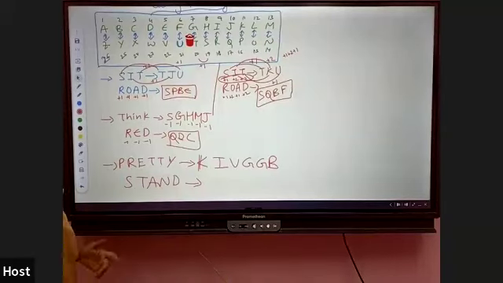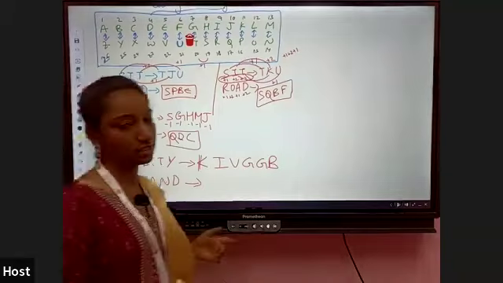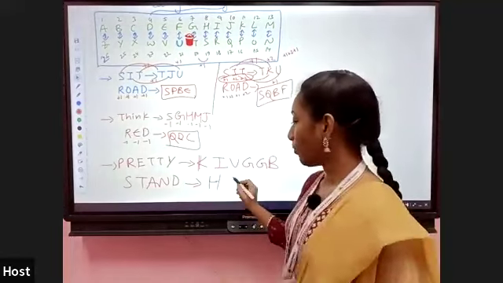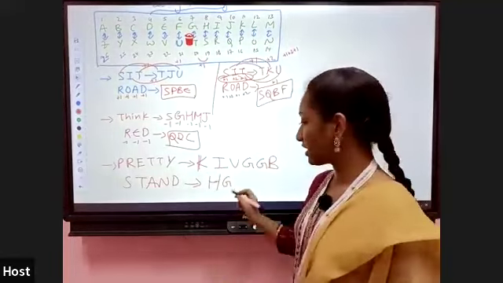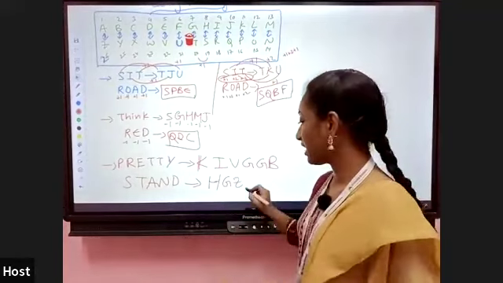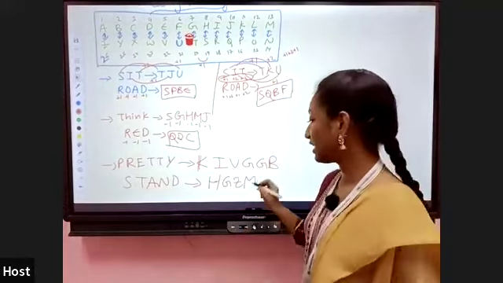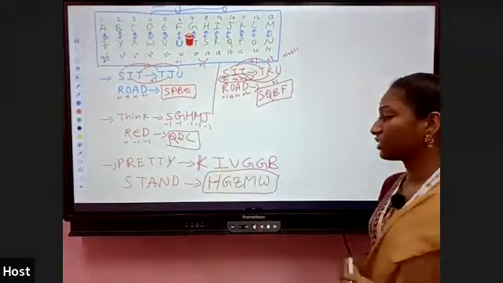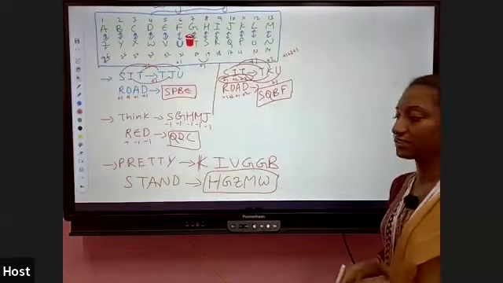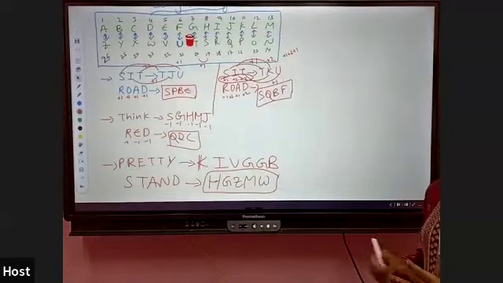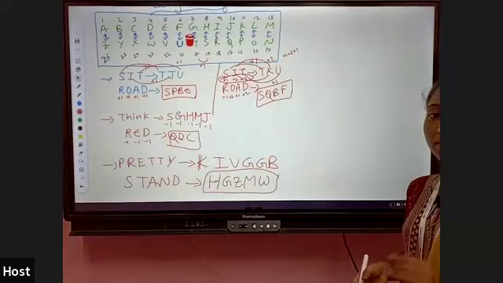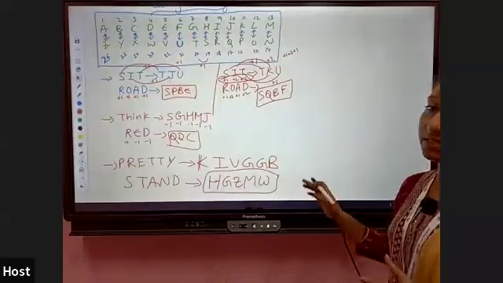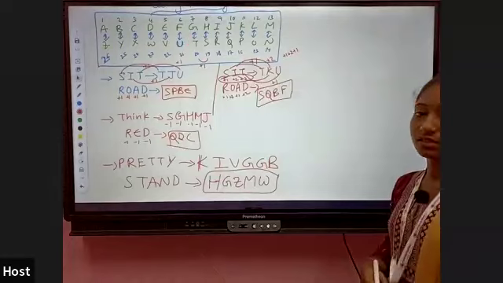So here for STAND also we should see the opposite letters. For S, what is the opposite letter? H. For T, the opposite letter is G. For A, Z. For N, M. For D, W. So HGZMW is the code for STAND. So like this, we should first identify the theme and then we should answer. So all should compulsorily know this table.